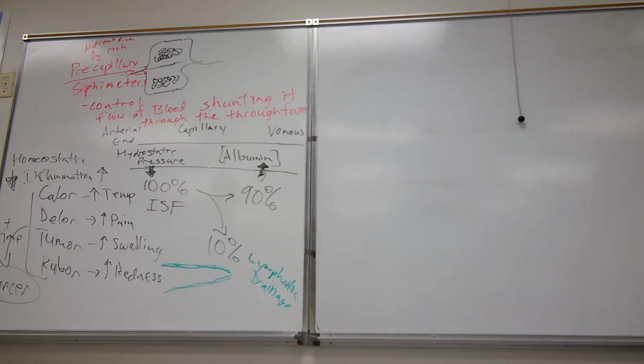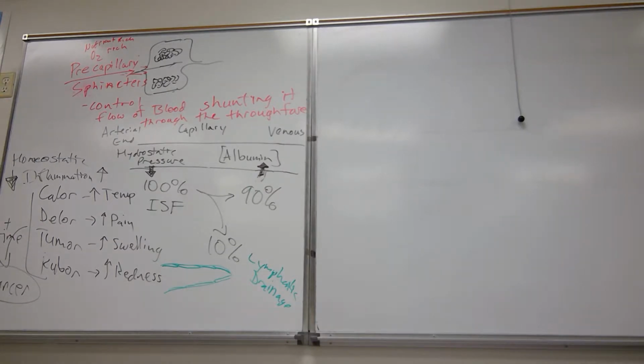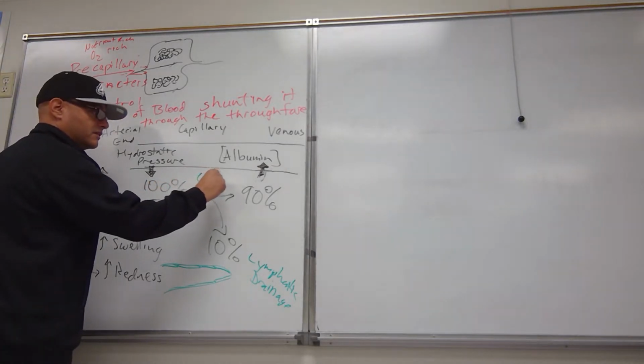Type 1 is found in bone, type 2 is found in cartilage, type 3 is found in blood vessel walls, and type 4 is found in the basement membrane of capillaries. Collagen, guys. Collagen. So collagen sits out here.